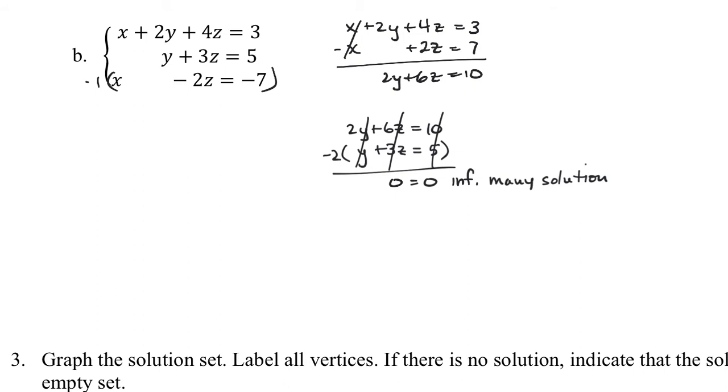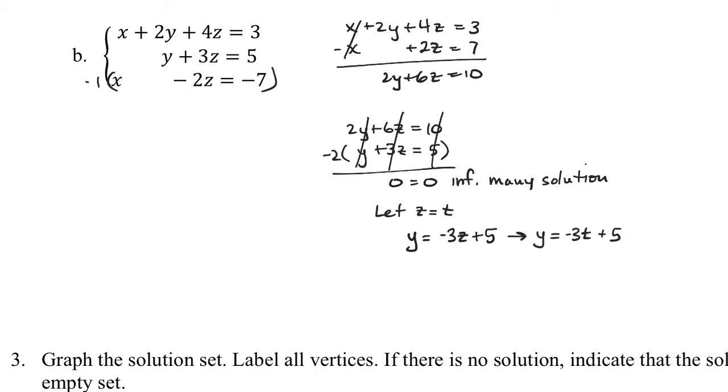Now, with three variables, x, y, and z, the convention of our textbook is to let z equal t, and then you solve for the other two remaining variables, x and y, in terms of t. So this equation right here, for example, y plus 3z equals 5. If I want to get y by itself, I can minus the 3z over. So y equals negative 3z plus 5, and then I can make the substitution here. Z is equal to t. So this becomes y equals negative 3t plus 5.